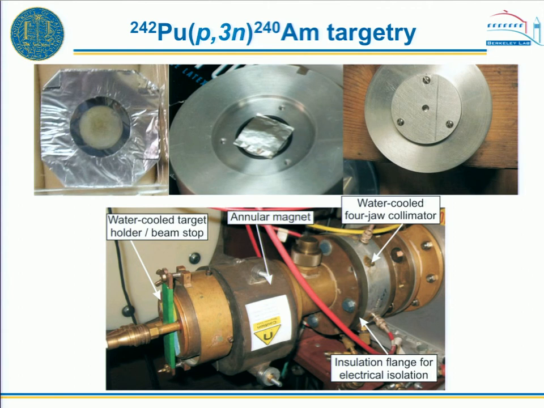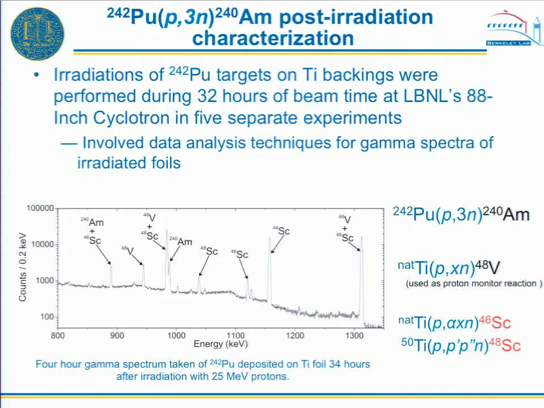We also, in this stack, had some proton monitor foils, which were thin foils with well-known proton-induced nuclear reaction cross-sections, making a very easily measured isotope. So we had several ways of measuring our proton current. And we performed 5 such irradiations in Berkeley over 32 hours total of beam time at 4 different proton energies.